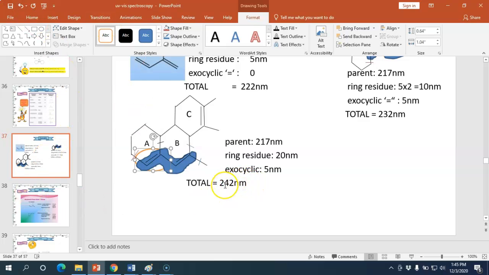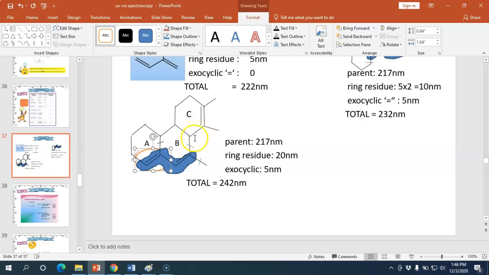So the total is 2, 4, 2. Is there any double bond extension to the diene system? Okay, double bond extension to the diene system. It must have at least three double bonds, which are separated by single bonds. So we have one double bond here, separated here by a single bond is another double bond, and separated by two single bonds to meet another double bond.